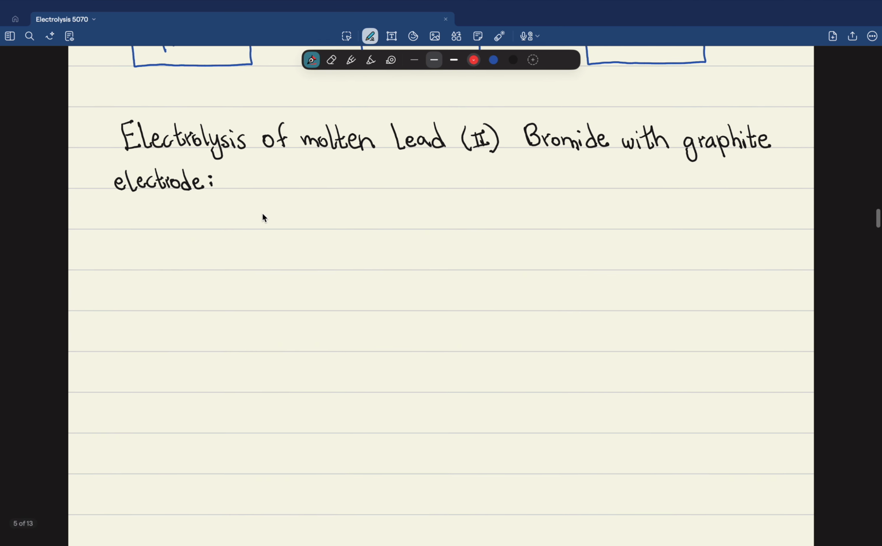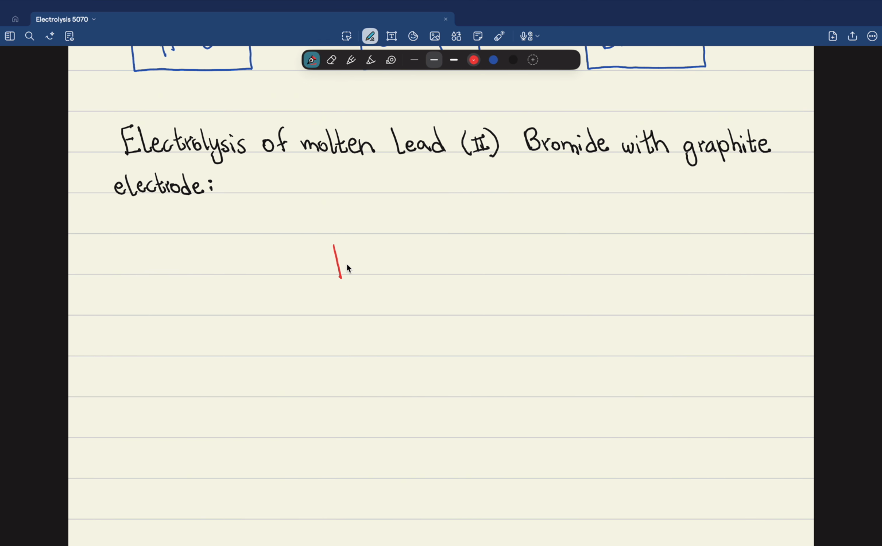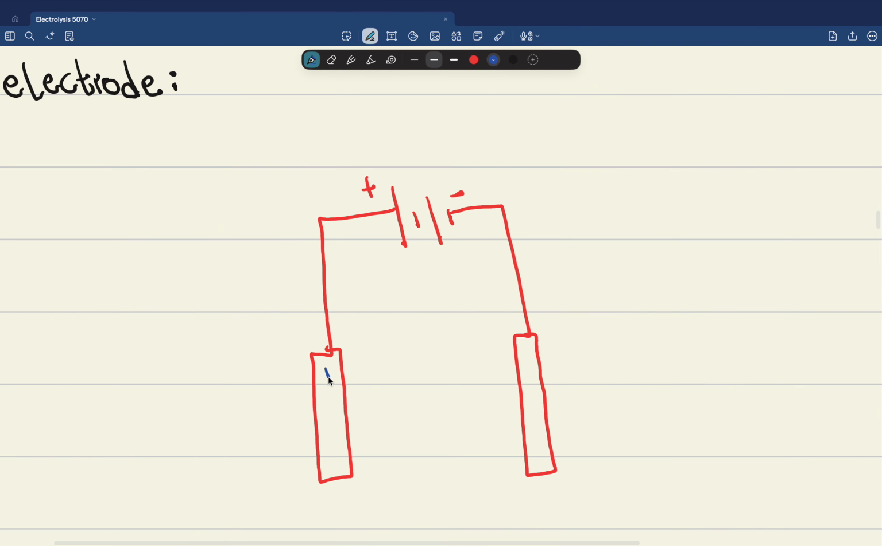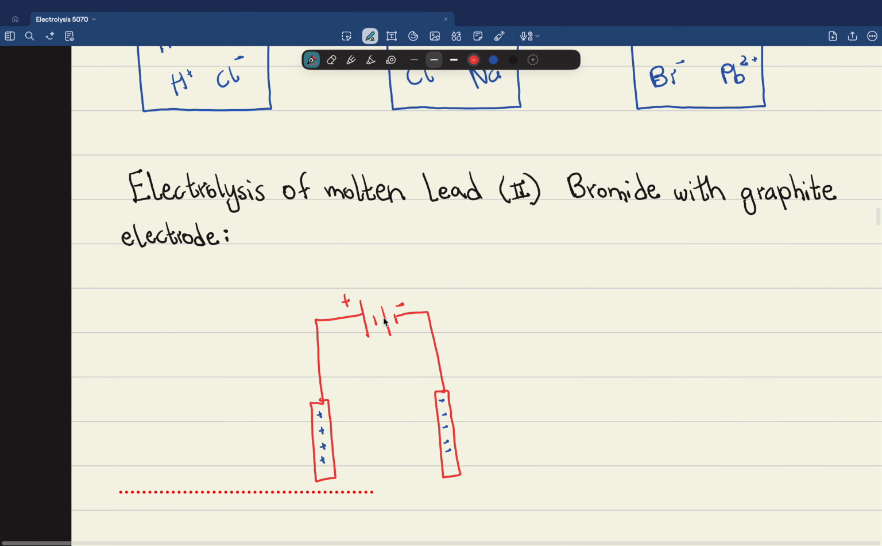Let me draw this circuit. ठीक है. This is our battery. ठीक है, इसका negative terminal है, इसका positive terminal है, right? And this is an electrode connected to the positive terminal of the battery. We have another electrode connected to the negative terminal of the battery, right? And we have charges on these electrodes. The one with the positive terminal will have a positive charge, और negative है उस पे एक negative charge आ जाएगा, right?